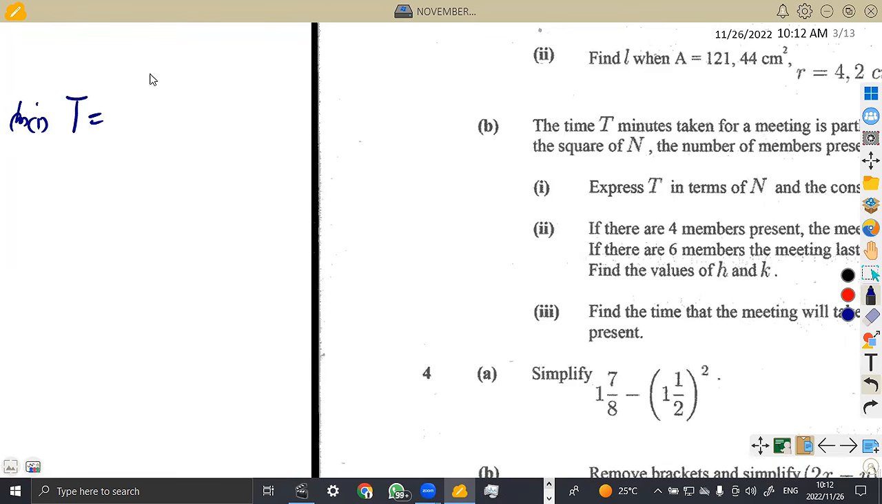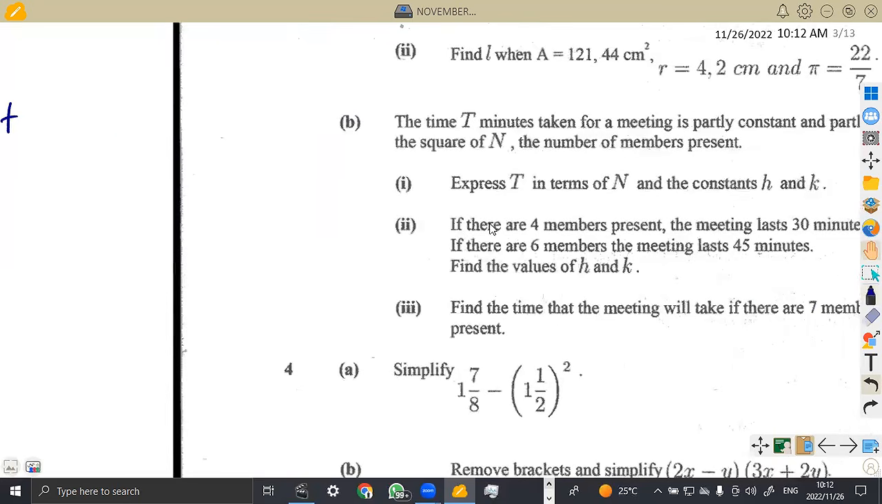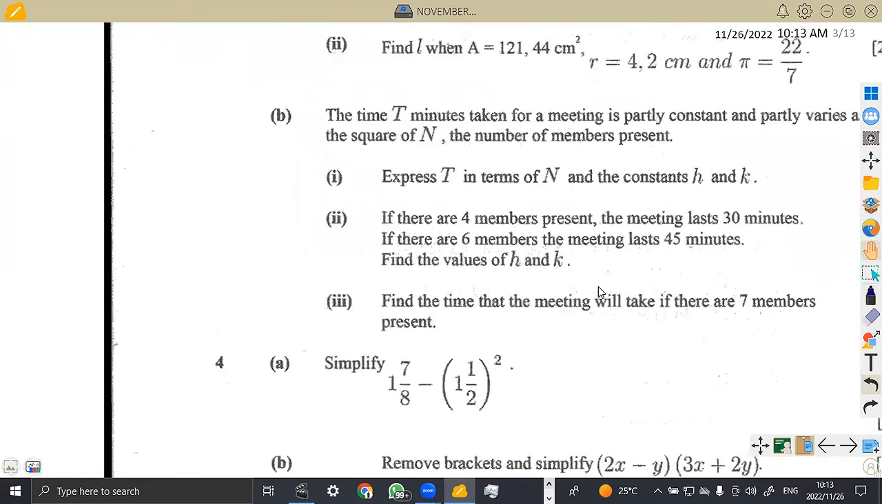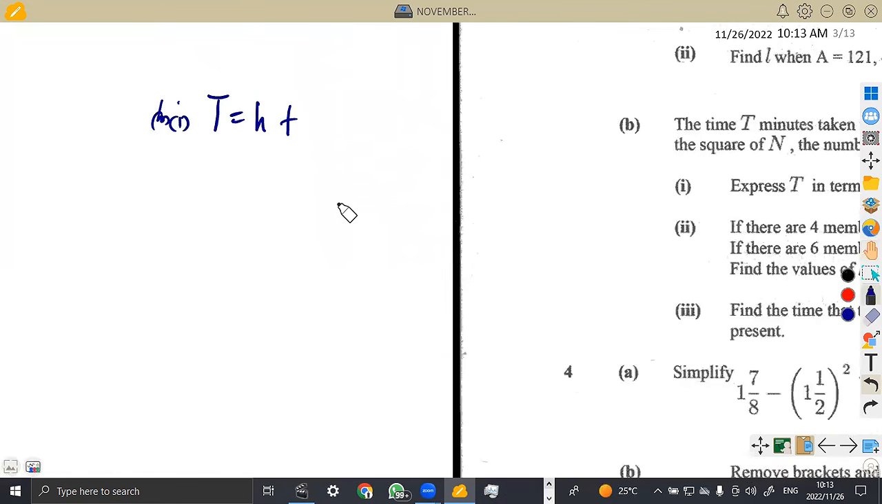So the first part that we are given is that t is the time which is partly constant. Partly constant means we're just having a normal constant, that is h, plus another condition where it partly varies as the square of n, the number of members present. So it is going to be a constant and n squared, not the square root. Here we need the square. So that was the question on item 1.